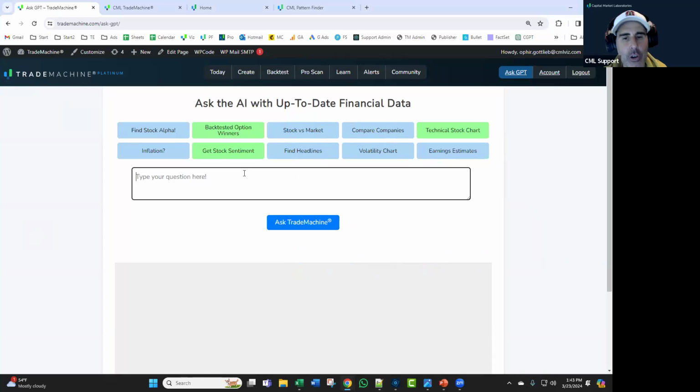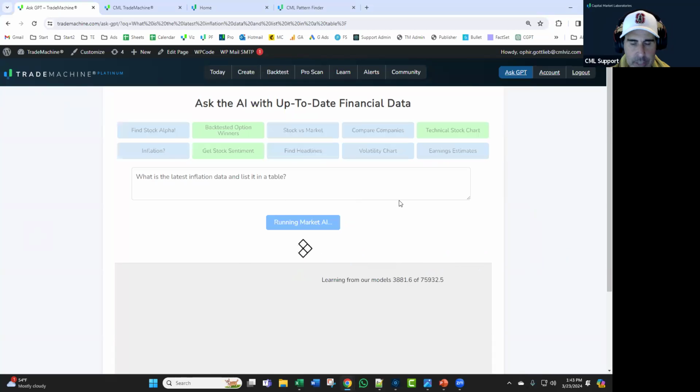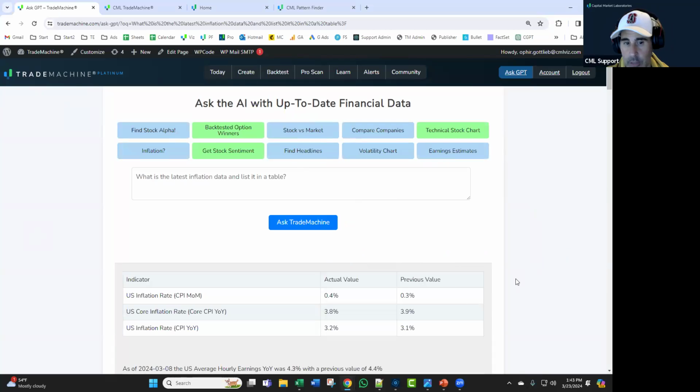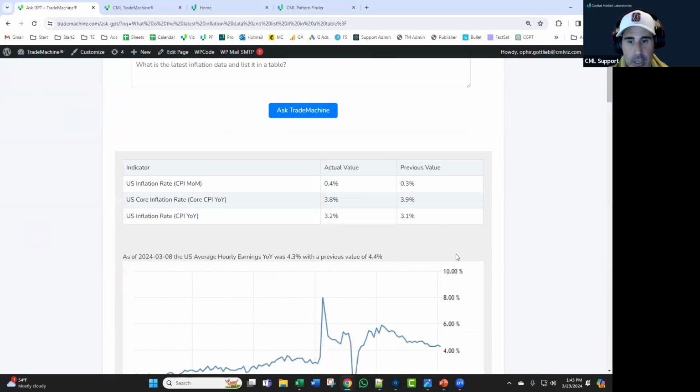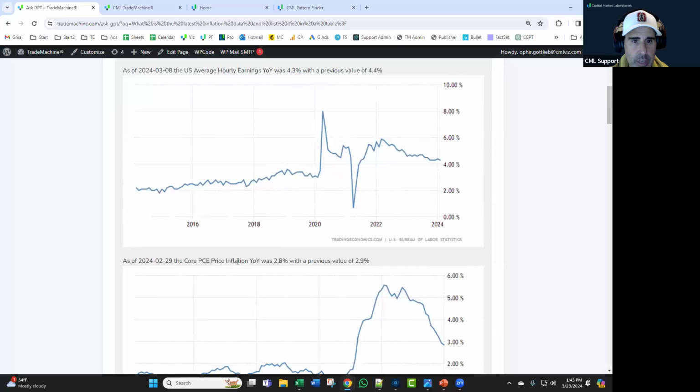Okay. So someone was asking, when you go here, what are you getting? Some of it is TradeMachine specific or CML specific. Some of it is more open source-ish. So if you ask, what is the latest inflation data? That's from the Bureau of Labor Statistics that we're bringing into our database. So that's public data. So here's CPI and so on.